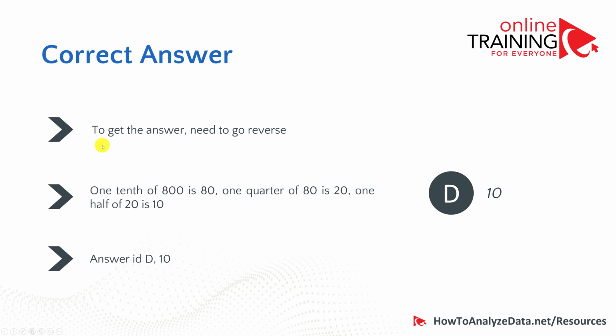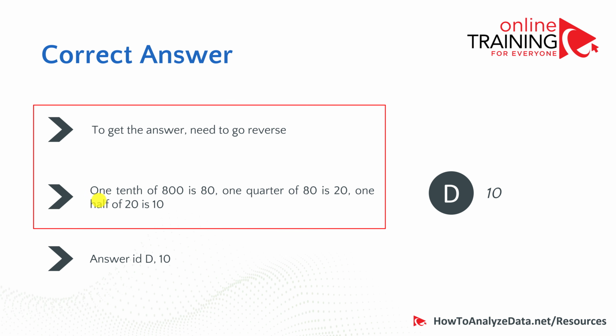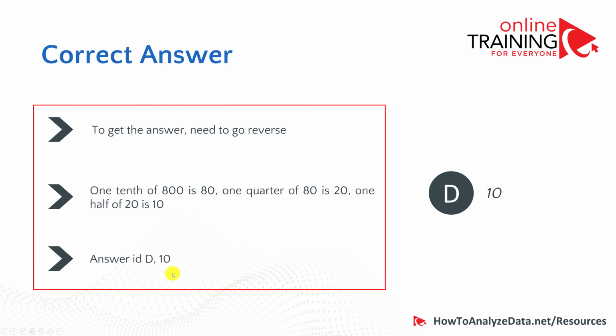And let's recap. This is the explanation. To get to this answer, you need to go in reverse. 1/10 of 800 is 80, 1/4 of 80 is 20, and 1/2 of 20 is 10. So the correct answer is D. Hopefully you've got this one right.